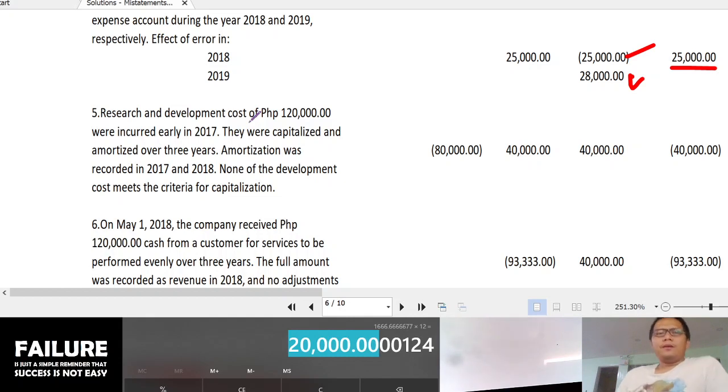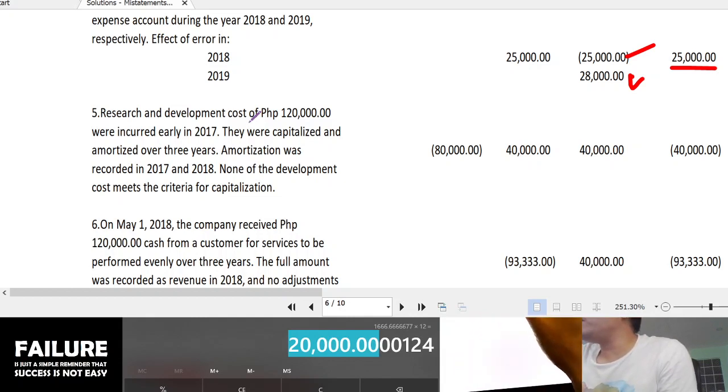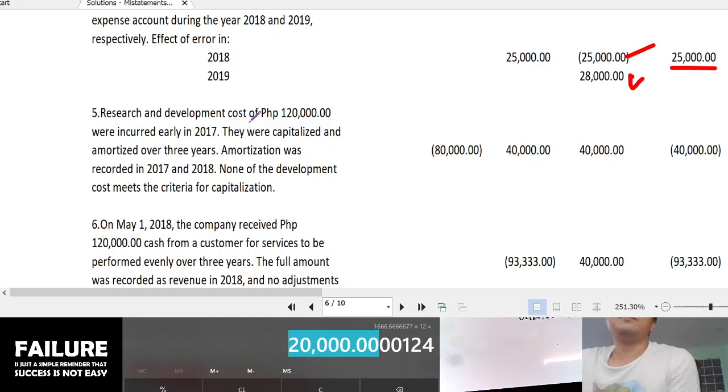So, dapat, itong 120,000, this should be expense. Pero anong ginawa? Kinapitalize. So, anong effect nito sa net income natin? We fail to recognize it as an expense. So, basically, this will overstate your net income. Diba? It will overstate.